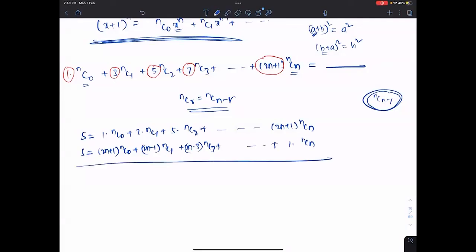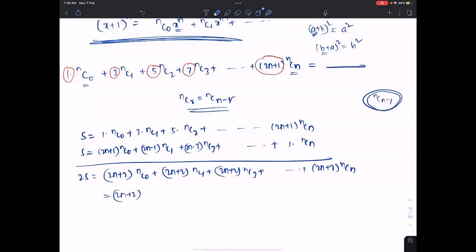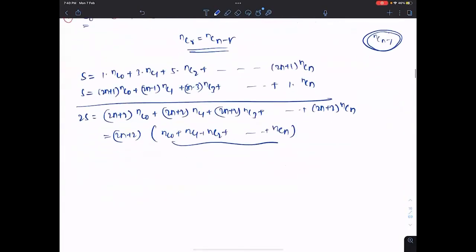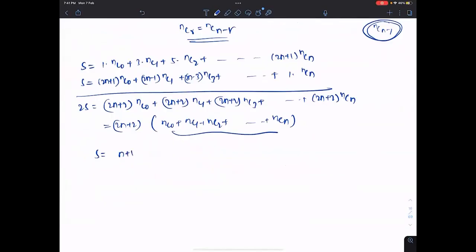Now, when you add them, what do we get? 2 times S is equal to 2n plus 2 everywhere, or not? NC0, 2n plus 2 times NC1, plus 2n plus 2 times NC3, and at last it will be 2n plus 2 times NCn. That's it. If you take 2n plus 2 common, what is there? NC0 plus NC1 plus NC2 and so on. Now, this is the standard one, no? This is 2 power n. So S will be equal to n plus 1 into 2 power n.